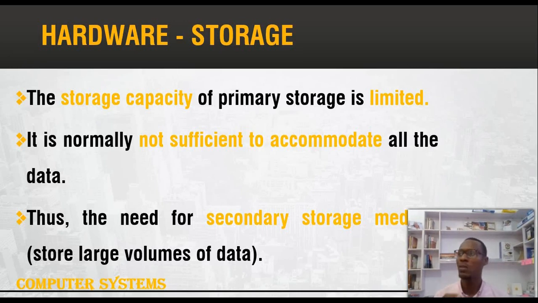Again, we talked about primary storage like RAM being volatile, in the sense that once power goes off, all that we have will be lost. But secondary storage is non-volatile, in the sense that it can store the data for subsequent use. There is a need for a large volume of data to be stored, as well as to be stored for subsequent usage.